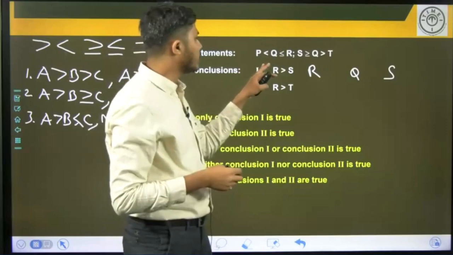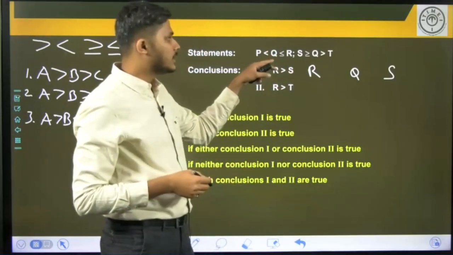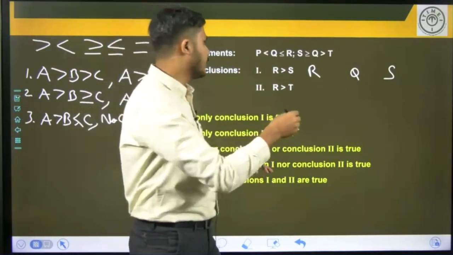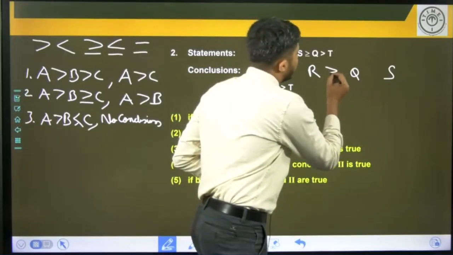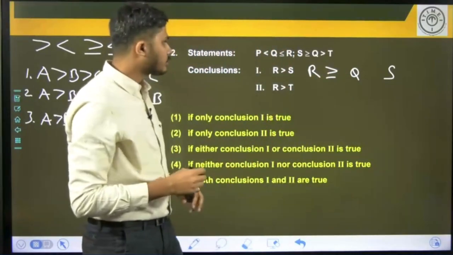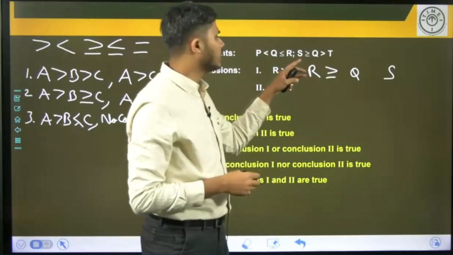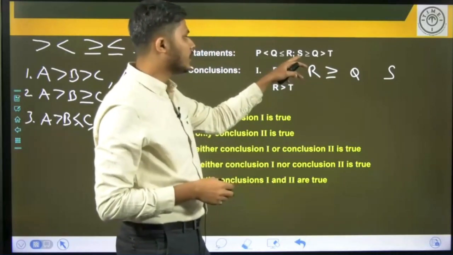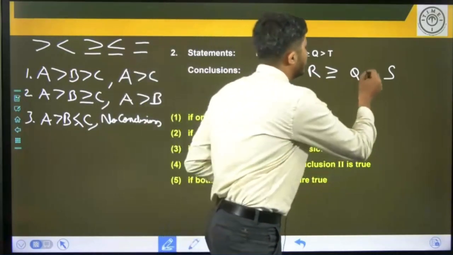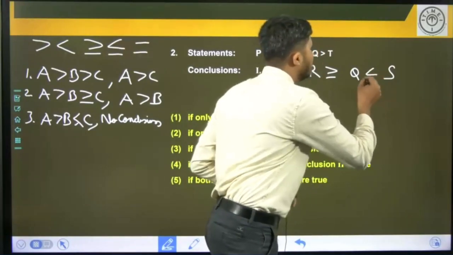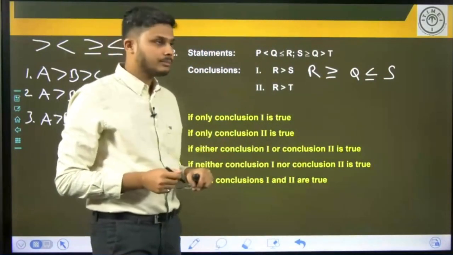So, let us find the relation between R and Q. Here Q is less than or equal to R, which is the same as R greater than or equal to Q, and the relation between S and Q is S greater than or equal to Q, which is the same as Q is less than or equal to S.